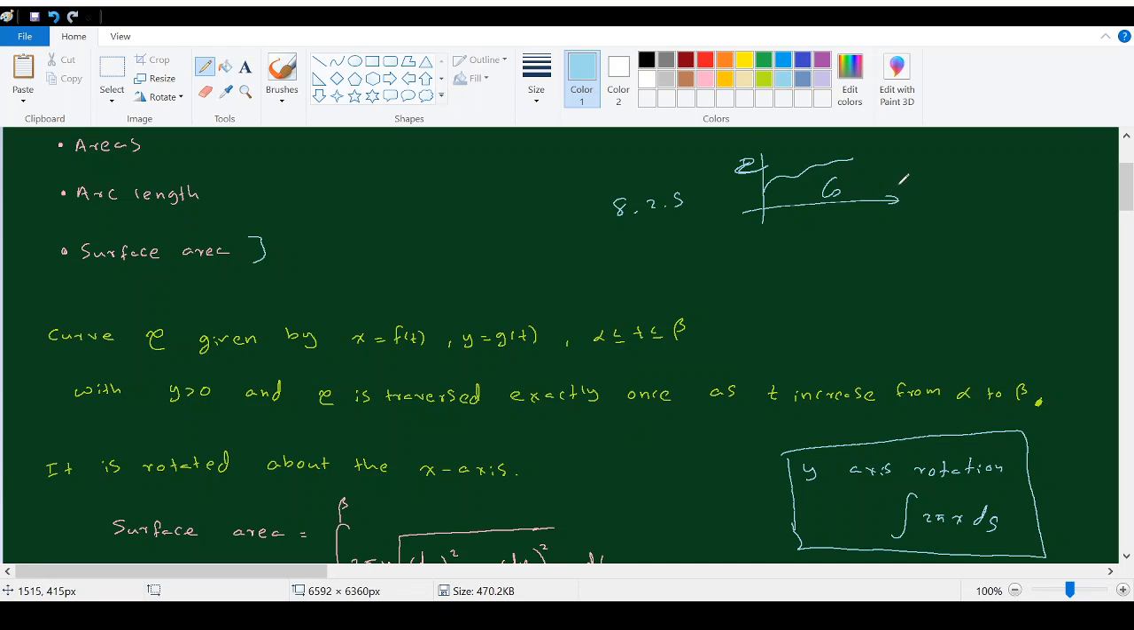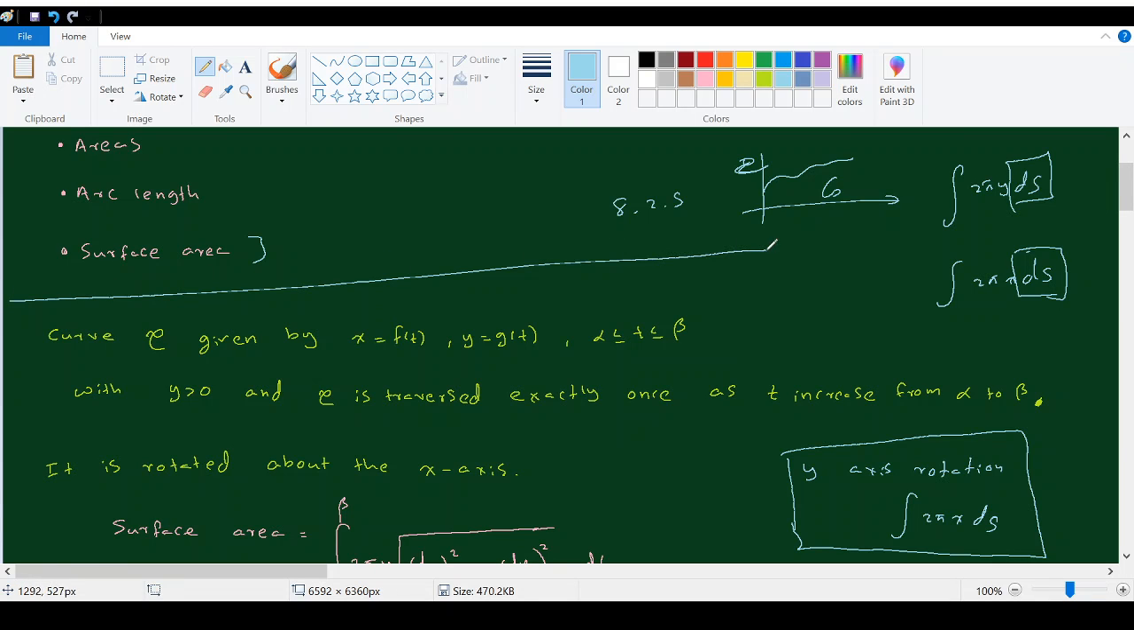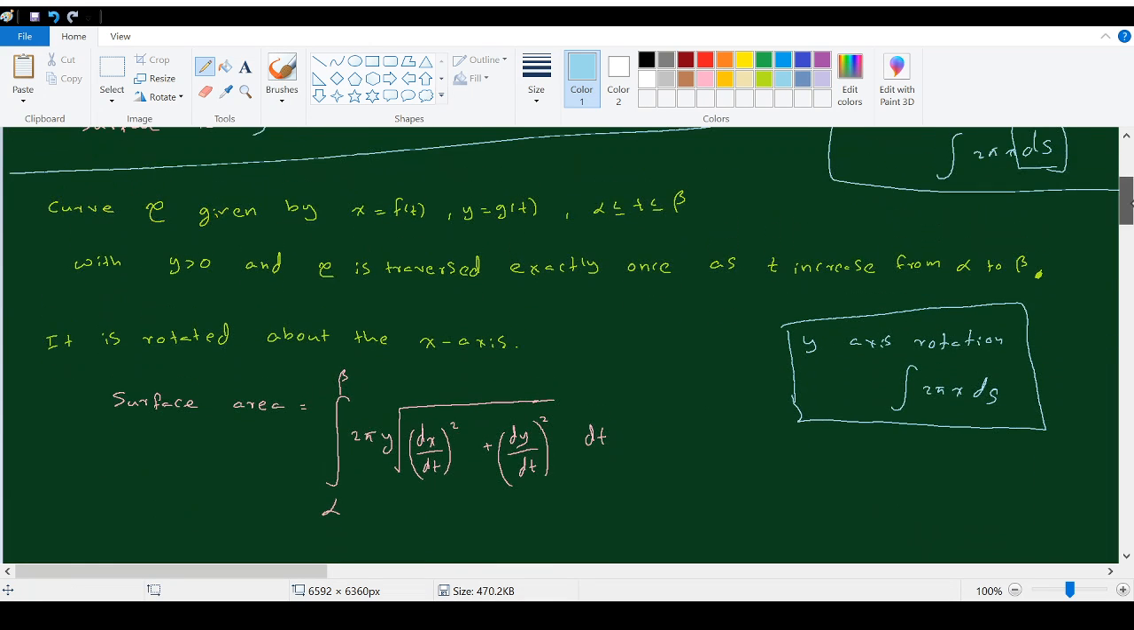So if it is an x-axis rotation, we used 2 pi y ds, and if it is a y-axis rotation, we used 2 pi x ds. And then we had two formulas for the value of ds, and we used it appropriately, right? And if the curve is expressed in the parametric format, we also have a very similar approach, right?